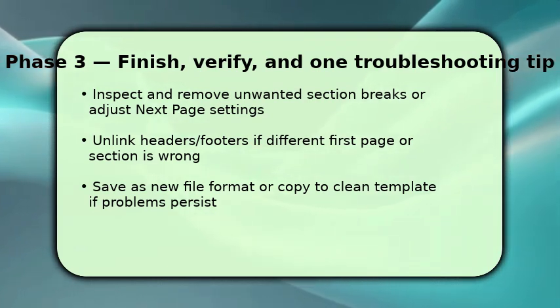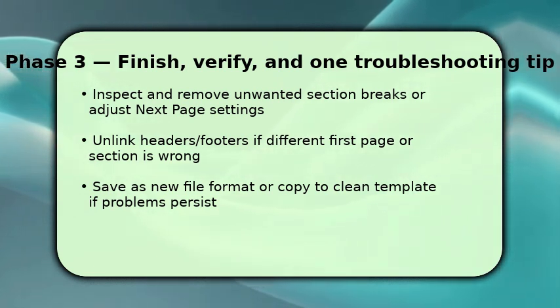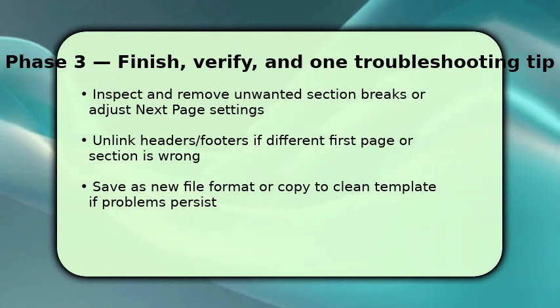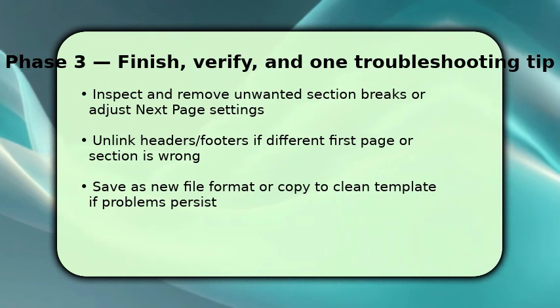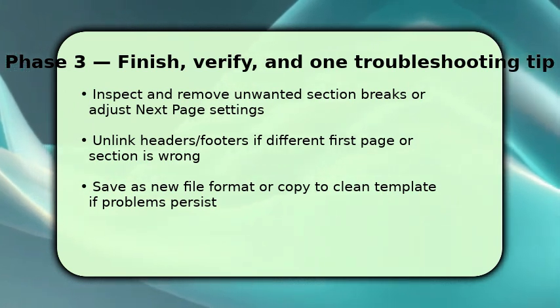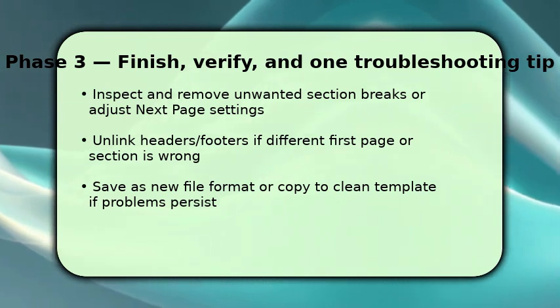Make sure page orientation and margins match expectations. Change next page to continuous for smoother flow where needed. Finally, run a quick scan for widow/orphan control and update the table of contents if present. If formatting still fails, copy content into a clean template or save as a new file.